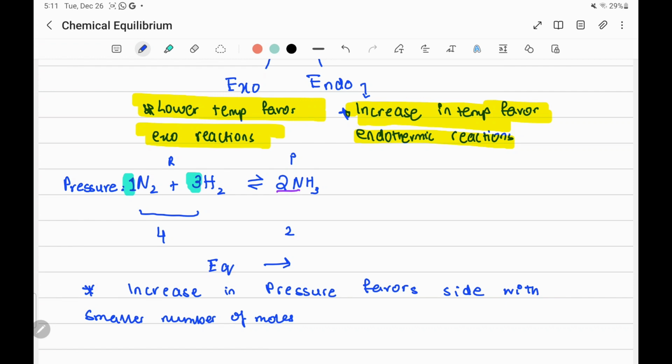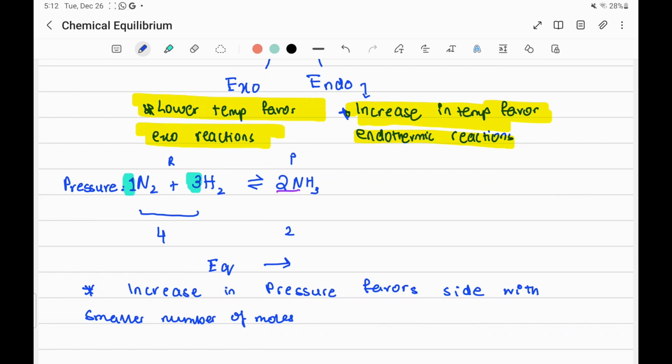Simple as that. You count, or if you don't even want to bring the word moles into it, just count the coefficient of each compound or element or whatever it is that you have in your reaction. Count the coefficient, the total on the reactant side and the total on the product side, and we'll see which one is smaller. If you're increasing the pressure, then equilibrium will shift to the smaller side.